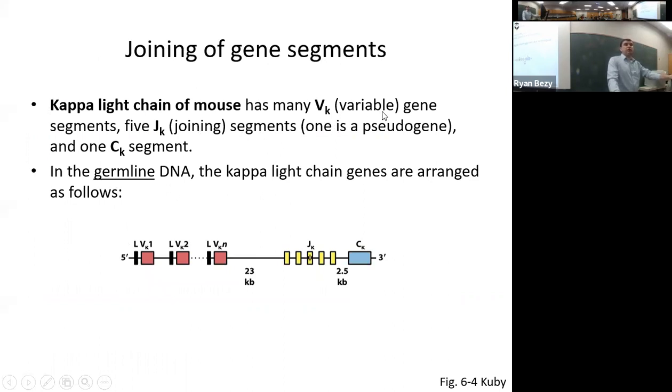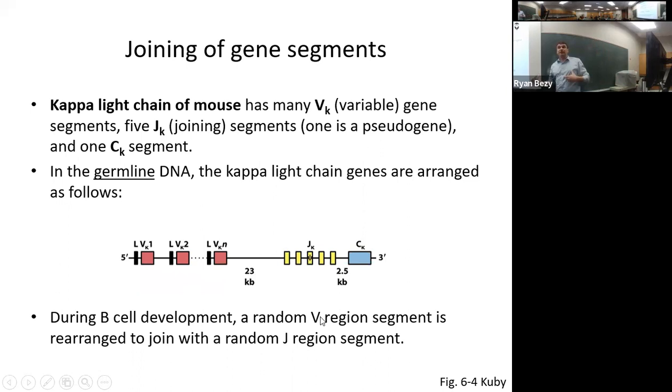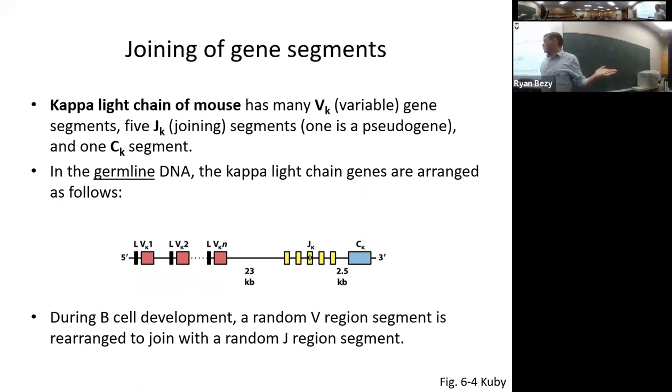Again, it has many variable segments, many V segments, many joining segments, and then 1 constant segment. So this one's a little easier to follow along with. And I showed you that germline DNA arrangement before. But during B cell maturation and development in the bone marrow, a random, and it is random, a completely random V segment will be brought together with a random J segment.